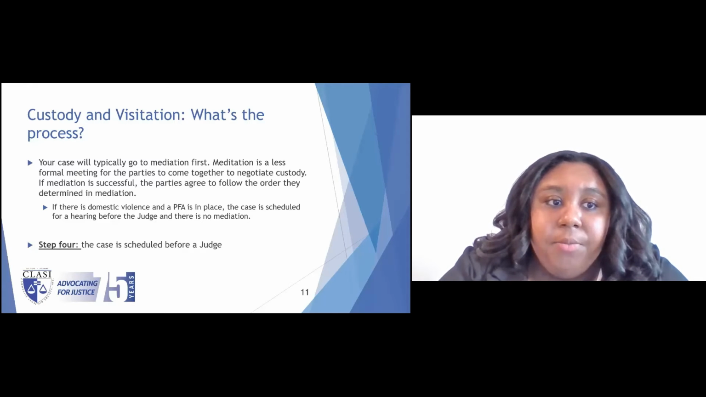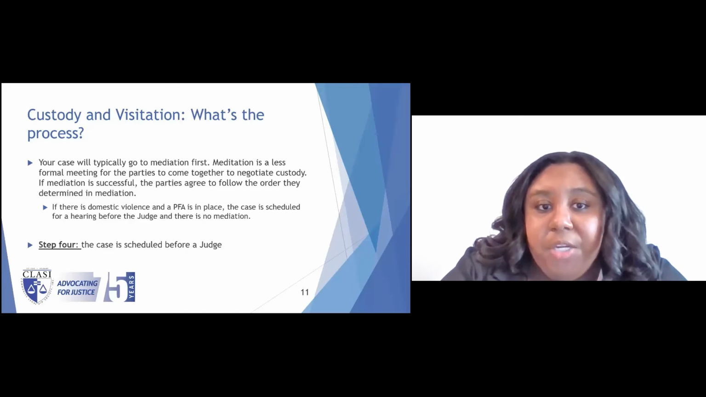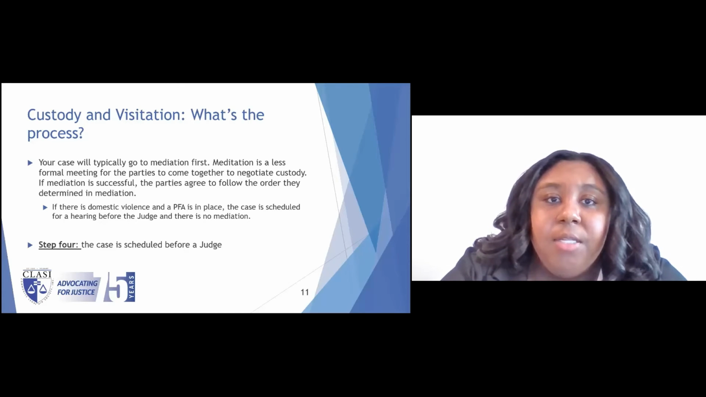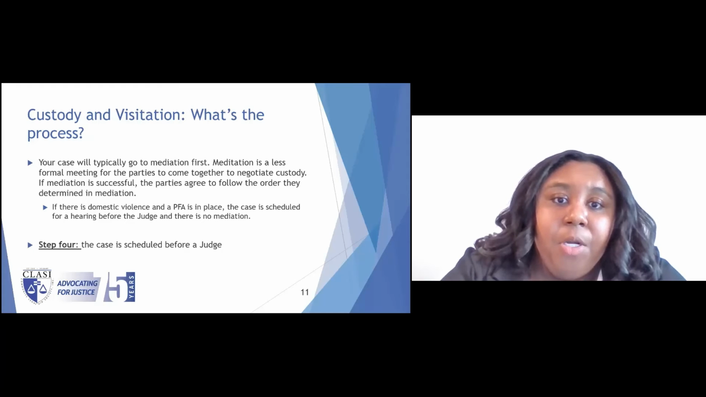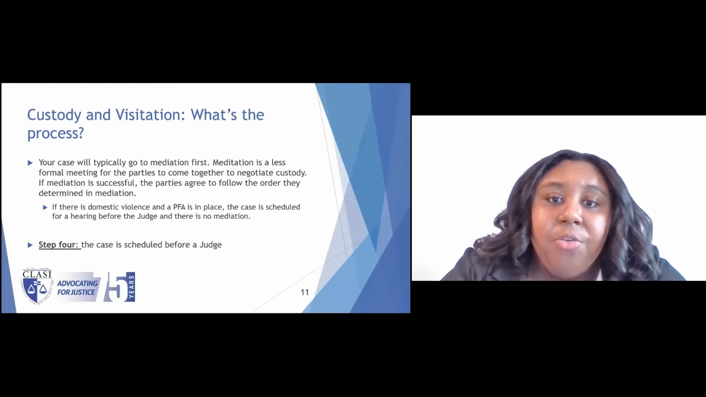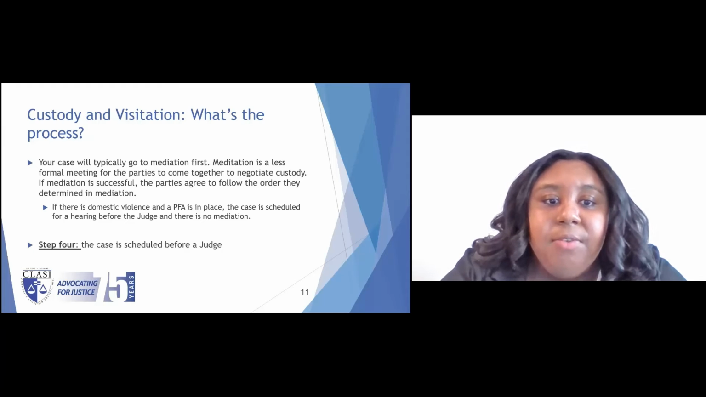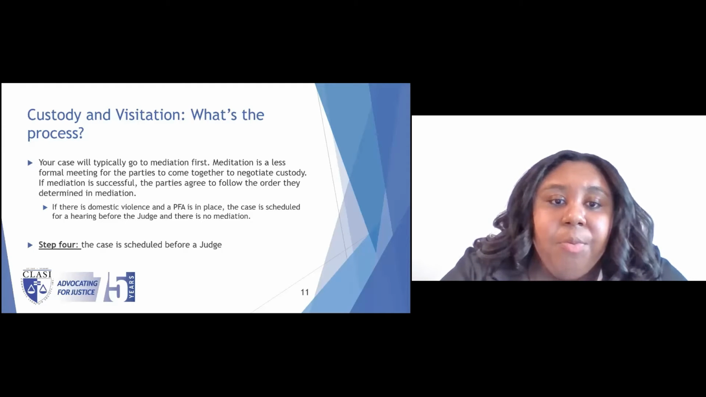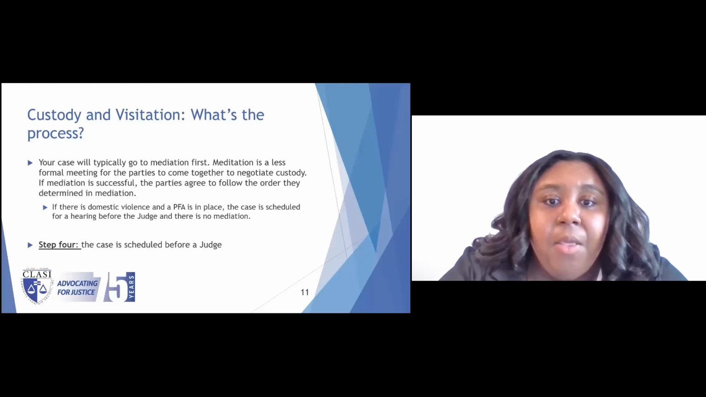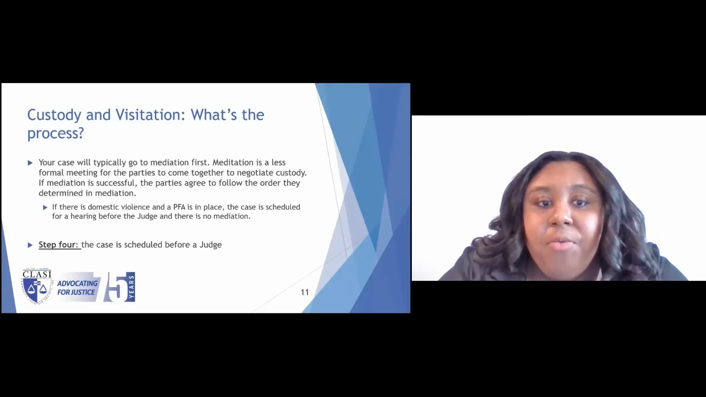After this is done, your case will typically go to mediation. Mediation is a less formal meeting for the parties to come together and negotiate custody. If mediation is successful, the parties are agreeing to follow the order that they determined in mediation. A note about mediation: if there is domestic violence and a protection from abuse order is in place, the case is scheduled for a hearing before the judge and there's no mediation scheduled.